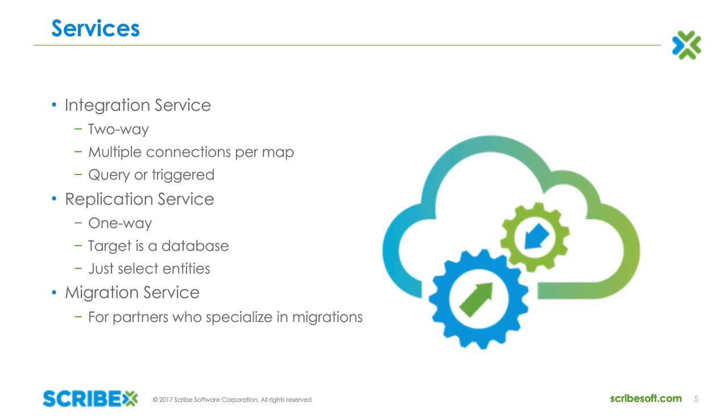The integration service is the main kind of generic integration capability that we offer. It's a two-way service in the sense that all of the systems that you're connecting to can be either a source or a target, and you can mix and match. You can have multiple connections in each of your integration maps, and there are different ways to kick off a job. It can be based on query or triggered externally.